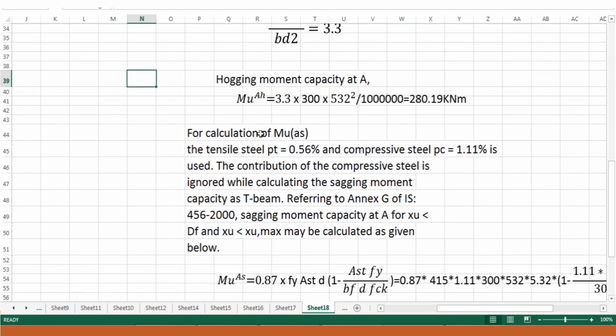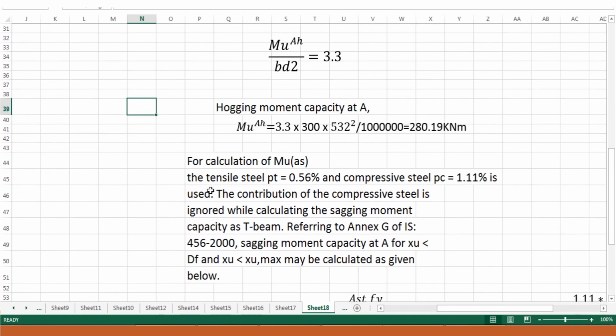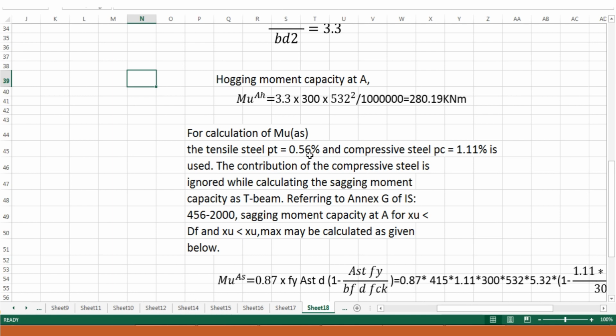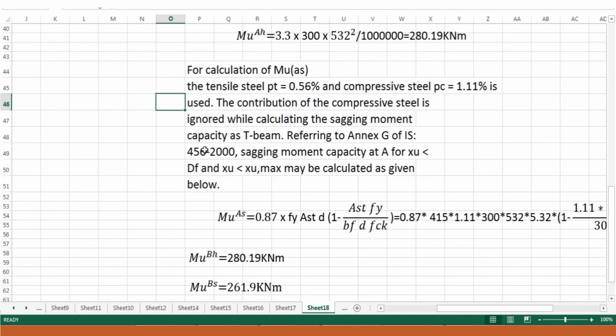Once we know this, for calculation of MuAS, now this is the sagging moment. The tensile steel Pt that's given is 0.56 and the compression steel Pc is 1.11%. The contribution of the compression steel is ignored while calculating the sagging moment capacity as T beam. Now we will refer to Annexure G of IS 456. Sagging moment capacity at A for xu less than Df and xu less than xu max may be calculated if you refer back to IS 456 Annexure G.